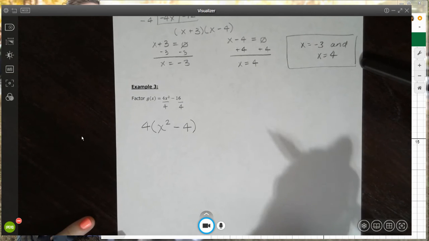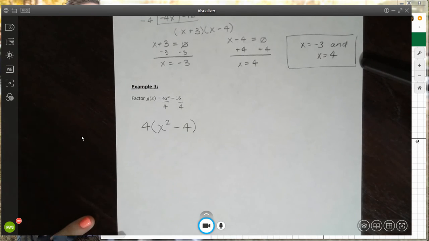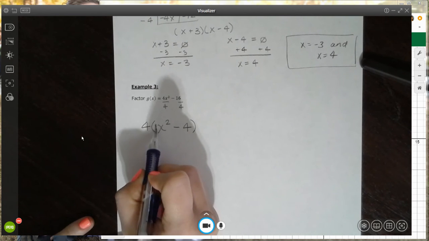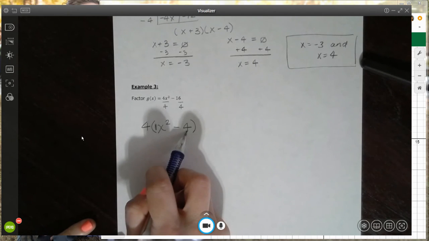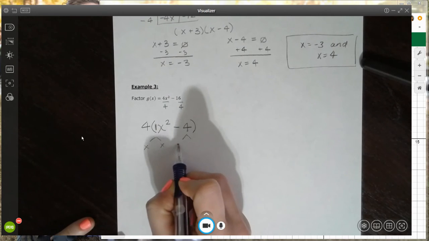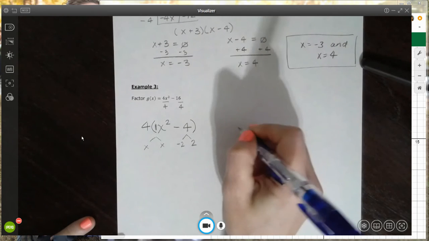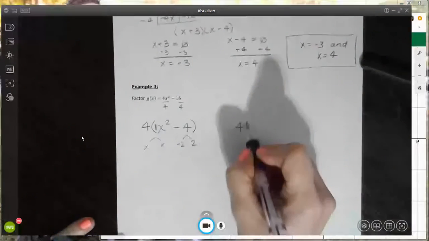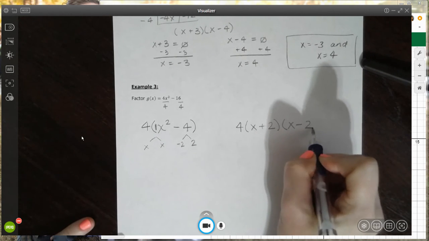I still have a perfect square factoring here because technically there's a coefficient of 1 here. 1 times 1 gives me 1. And here 4 we know is 2 times 2. So I can split this into x and x, and I can split this into negative 2 and positive 2. So that's going to turn out to be 4 times x plus 2 times x minus 2.